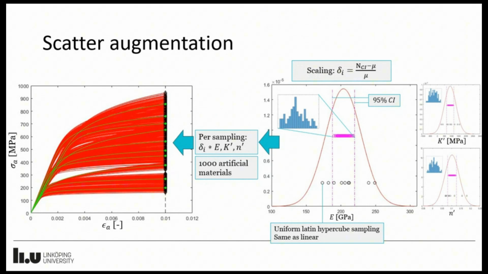And within this small window, we sample. For each of these points, we take away the mean and divide with the mean, so we get a factor, which we can then multiply with each of our parameters. And again, we do 100 samplings, so we get 1,000 artificial materials again. And you see here, this is a little bit more widespread than the linear one, basically more evenly distributed.